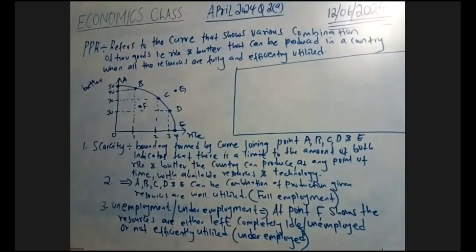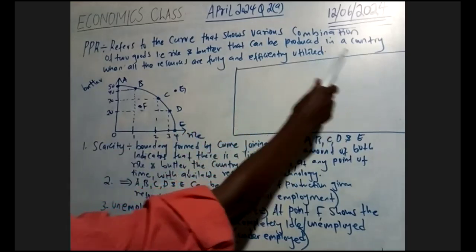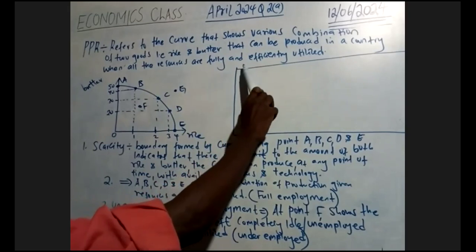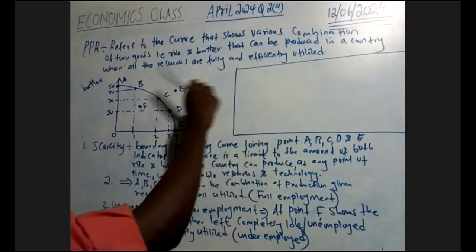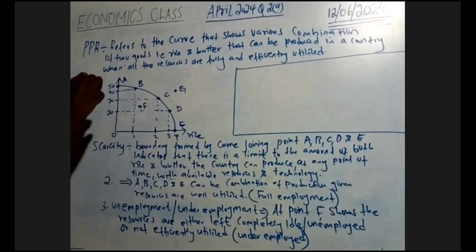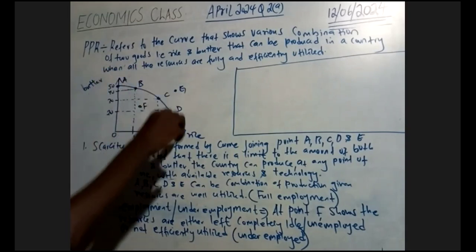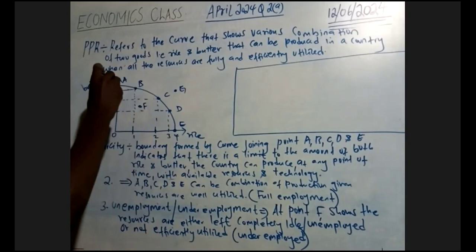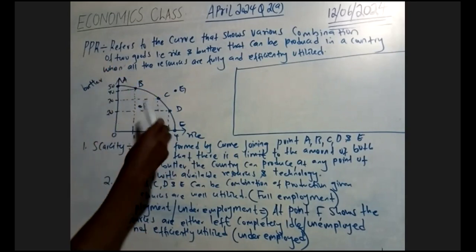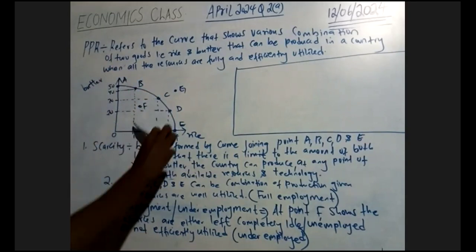So we are explaining the production possibility frontier curve, and we said it refers to the curve that shows various combinations of two goods, i.e. rice and butter, that can be produced in a country when all the resources are fully and efficiently utilized. That was the definition of PPC. We have the points along the curve, A, B, C, D, and E. We have the points below the curve, and the points above the curve.